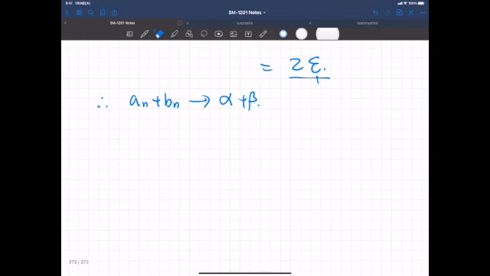Okay, so that's part 2, and let's prove part 3. For part 3, we use the previous theorem: any convergent sequence is bounded. So convergent sequences are bounded.